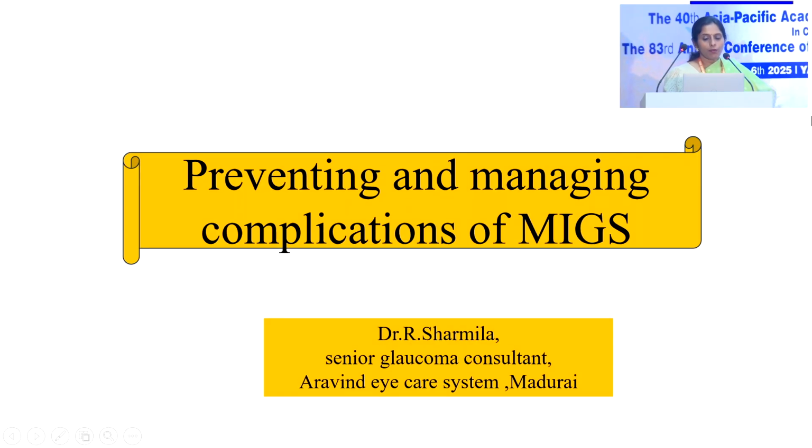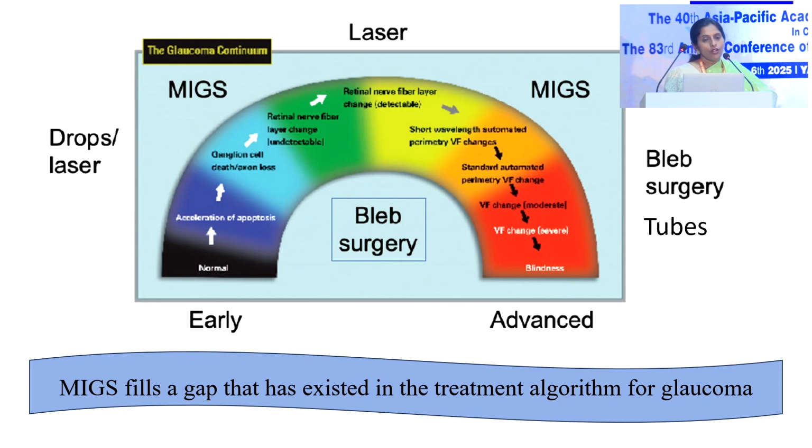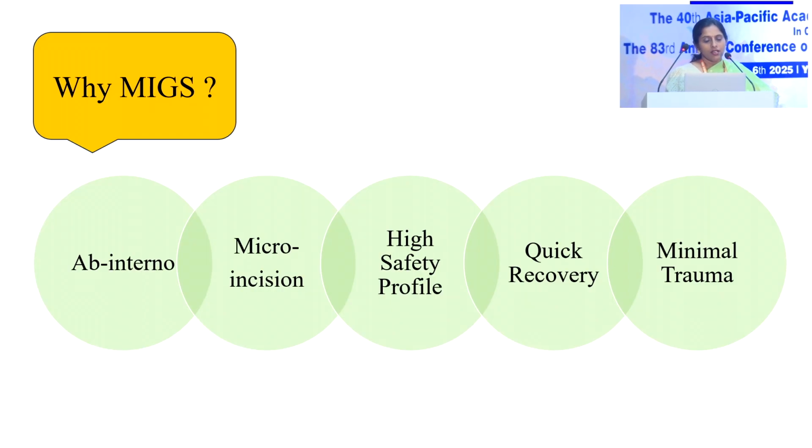So I'm going to be talking about how to prevent and manage complications following MIGS. We all know MIGS is now a very recent glaucoma surgery, which is picking up a lot, and it has served to cater to all kinds of glaucomas, right from mild to severe glaucomas. So why MIGS? We all know that it is a simple procedure, ab interno procedure, micro-incisional surgery, high safety profile, faster recovery and minimal trauma.